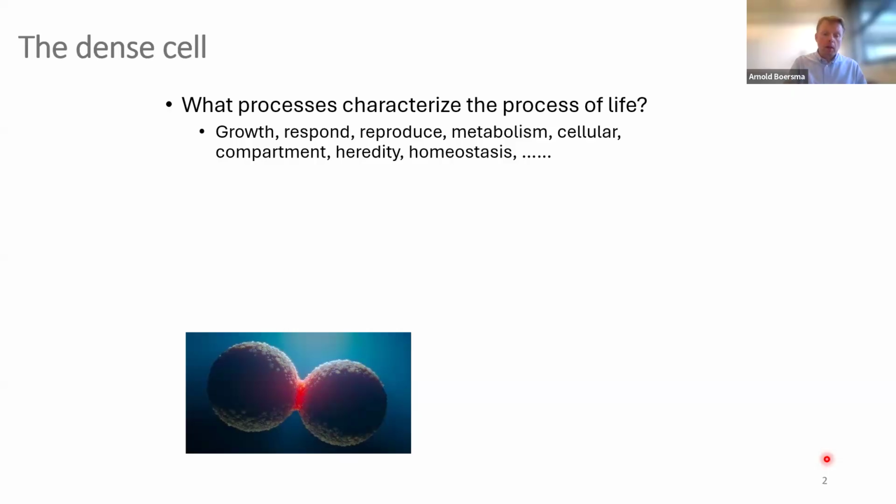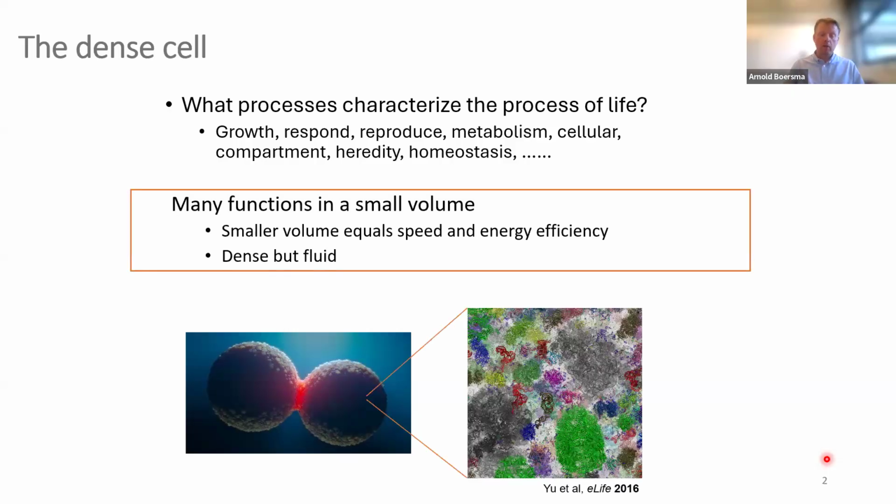Now, that is a lot to do for a cell, and in order to do that, it cramps all these functions into a small volume. So why does a cell do it in a small volume? Because it's energetically more efficient. You need fewer molecules to have a certain concentration. You need fewer protons to have a good pH, etc. And also you have a large cell membrane, so you have a lot of interface interactions that you can use to function as a cell.